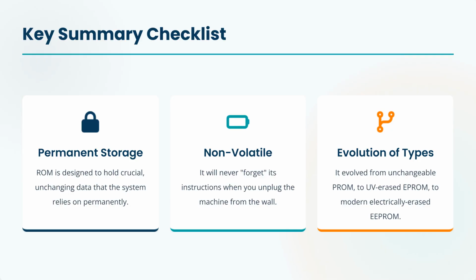In summary, ROM is for permanent storage of crucial, unchanging data. It is non-volatile, retaining instructions without power. Its evolution has moved from unchangeable PROM to UV-erased EPROM, and then to the modern electrically erased EEPROM.